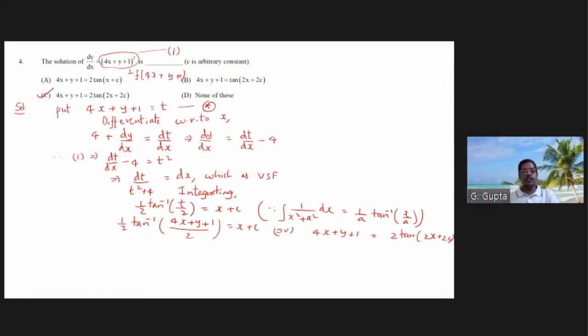I hope that everyone understood. This is by variable separable method, after that explanation, substitution method.